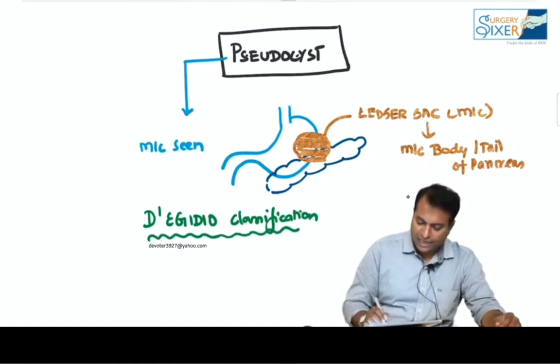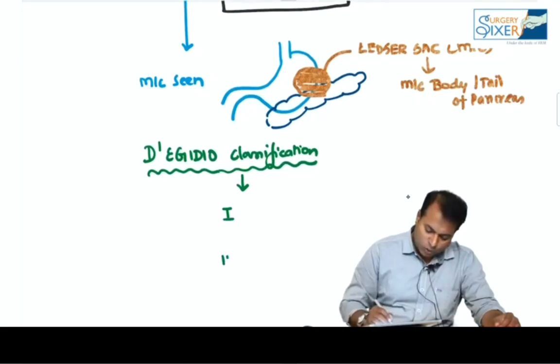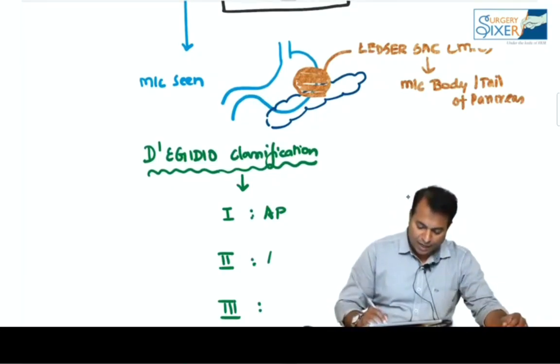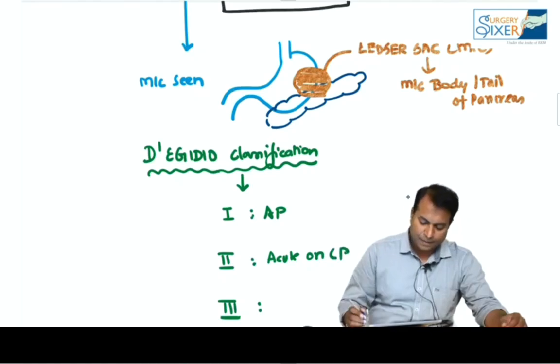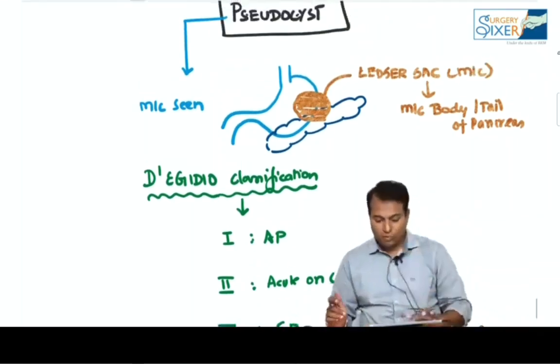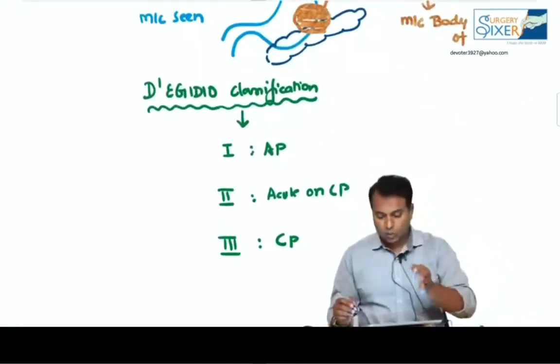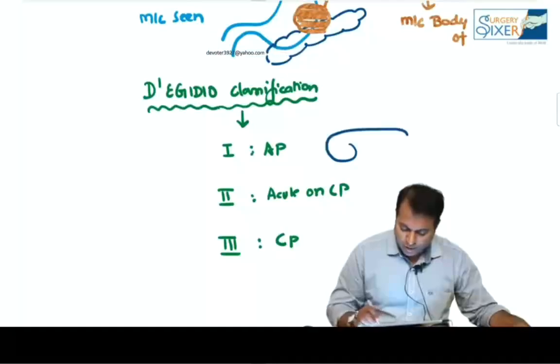There are three types of pseudocyst. Please don't forget: type 1, type 2, type 3. Type 1 follows acute pancreatitis. Type 2 follows acute on chronic pancreatitis. Type 3 follows chronic pancreatitis. Simple classification. In type 1, the duct is normal.